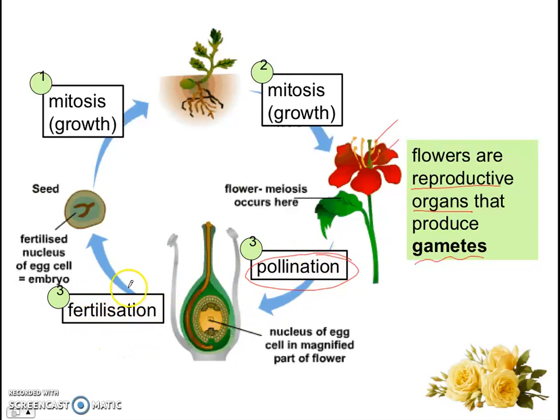So that's when the male gamete nucleus actually fuses with the female gamete nucleus. And then we'll form a fertilized egg or an embryo. This is the seed. And the seed will then grow into a new plant.